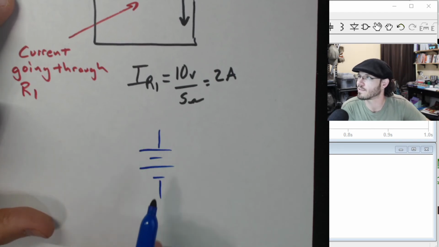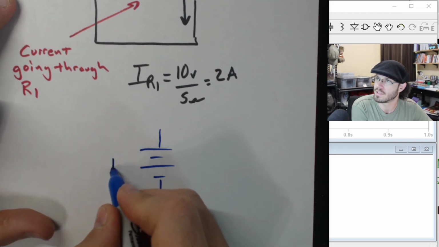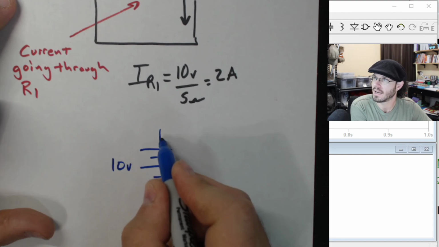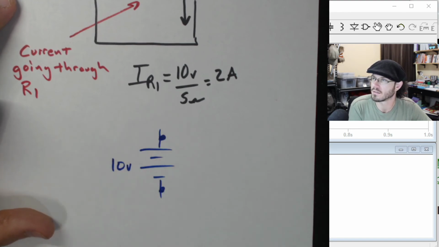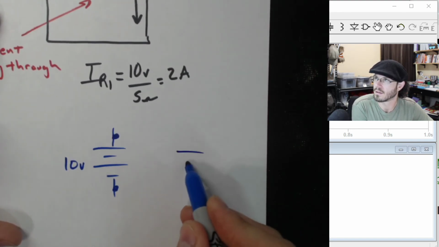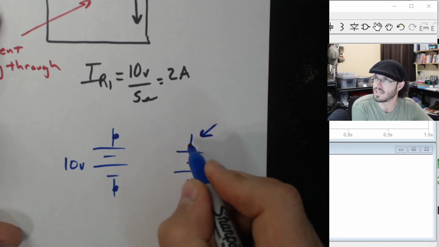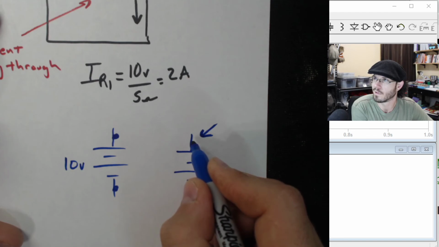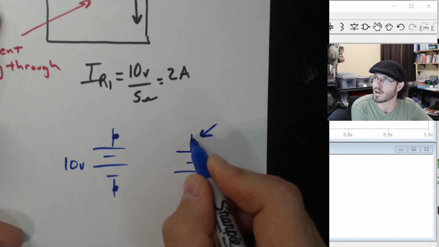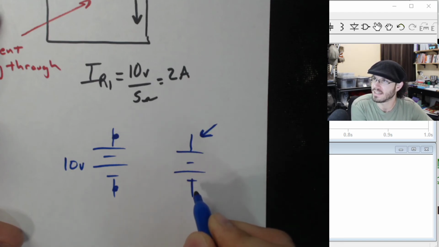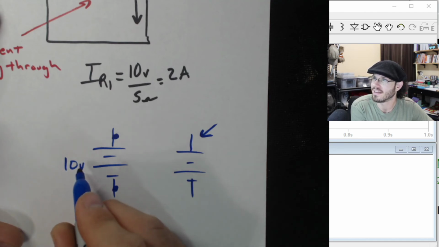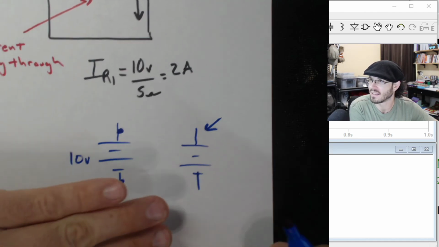I got 2 points, right? This voltage source is 10 volts. I got a point here. I got a point here. What's the voltage here? I don't know. What's my voltage here with respect to down here? That's 10 volts, right?